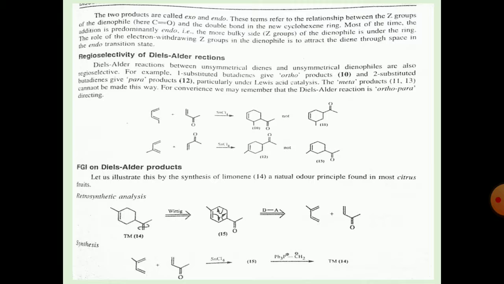The synthesis is simple. Diene and dienophile react with each other in a cyclic manner in the presence of SnCl4 as catalyst, and the formation of this adduct, number 15, and then using the Wittig reagent Ph3P=CH2, what do we get? We get alkene formation there. Simply it is the Wittig reaction in the presence of a Wittig reagent. Thank you.